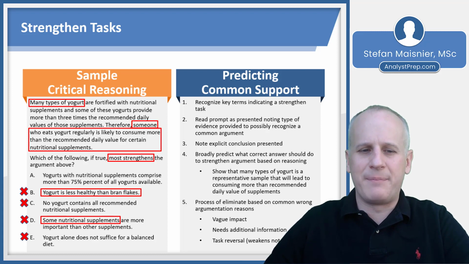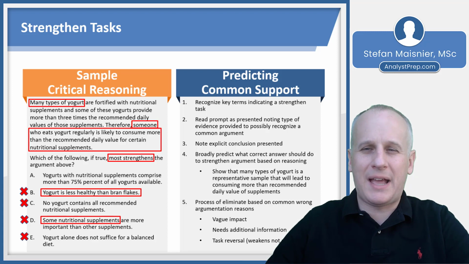But if we consider choice A, it says yogurts with nutritional supplements comprise more than 75% of all yogurts available. Well, now it makes it seem that someone who eats yogurt regularly is more likely to engage with these many types of yogurt that are fortified with nutritional supplements. Because many types of yogurt actually could be a small percentage if we weren't careful about making that assumption. Choice A clarifies that assumption for us, shows that the sample of many is actually a larger percentage, and therefore would be our correct answer. That basically eliminates a possible incorrect assumption and thereby strengthens the argument.